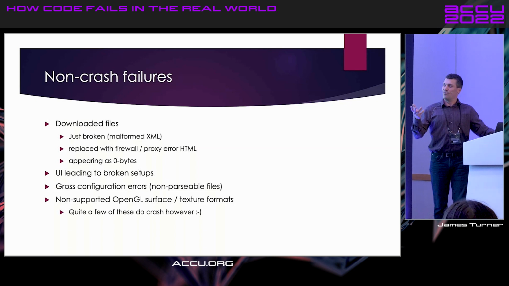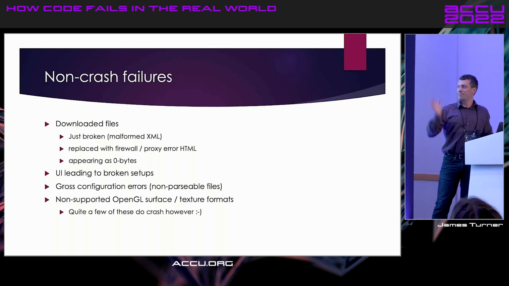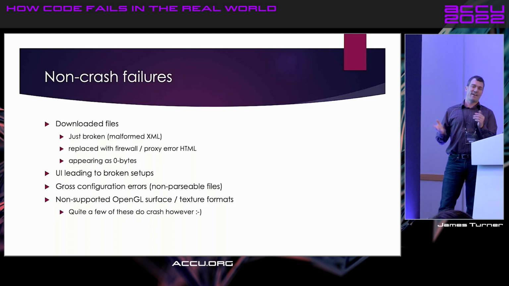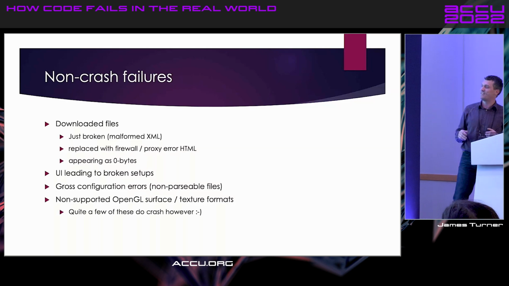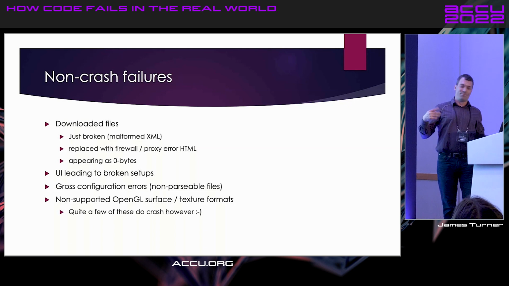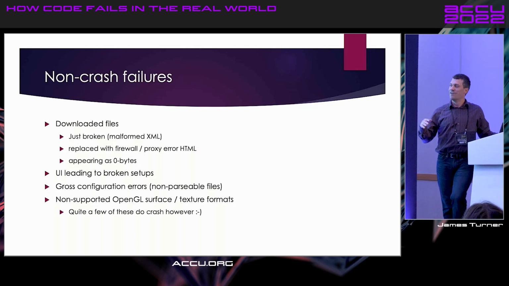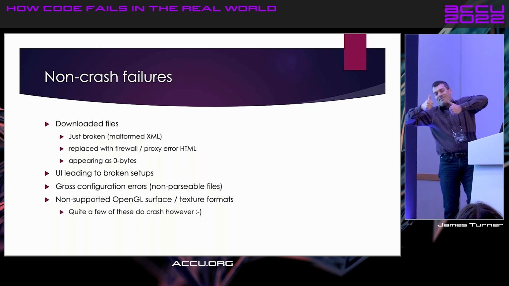Then, of course, there's just the usual: the UI let the user misconfigure it. Fine, okay. Then we have completely gross configuration errors where people have gone in because they found something on a forum saying, oh, you can double your performance by changing this number to a different value. And they just do a drive-by destruction of their configuration data. And then we have all the ways OpenGL can fail: surface formats missing, texture formats not supported, maximum size out of range. Quite a few of those do crash, though, so hey.